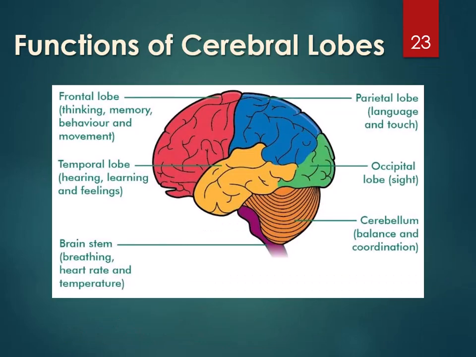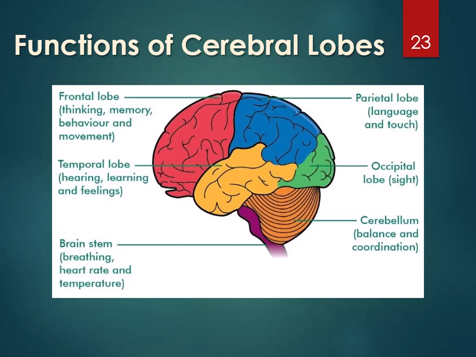So here's the different lobes of the cerebrum. In red, you have the frontal lobe. In blue, the parietal lobe. Green, the occipital lobe. And yellow, or goldish, orangish yellow, is the temporal lobe.